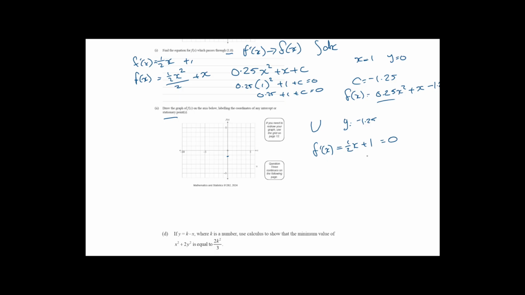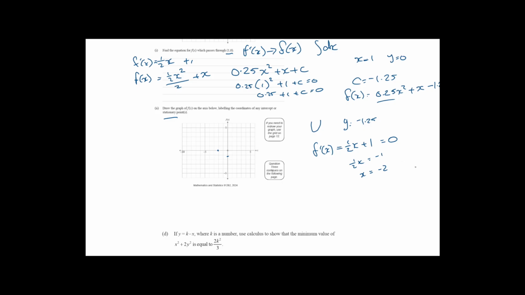Okay, so half x equals negative 1. X is going to be equal to negative 2. So our turning point is going to be somewhere under that negative 2. So it's going to sort of go like that.